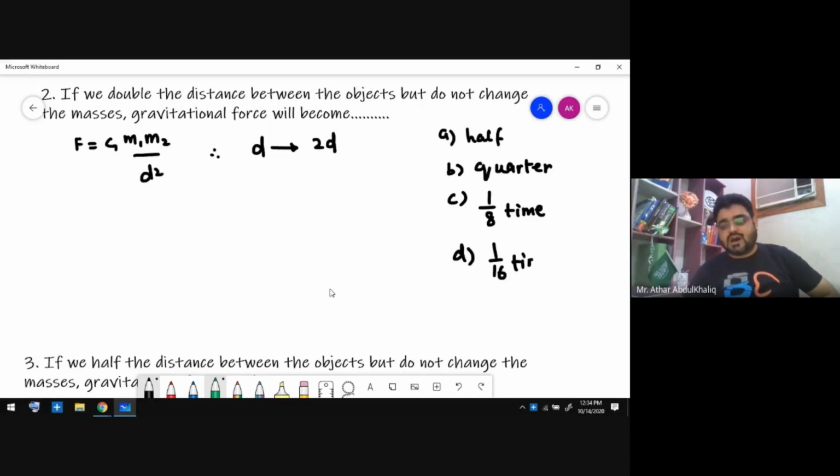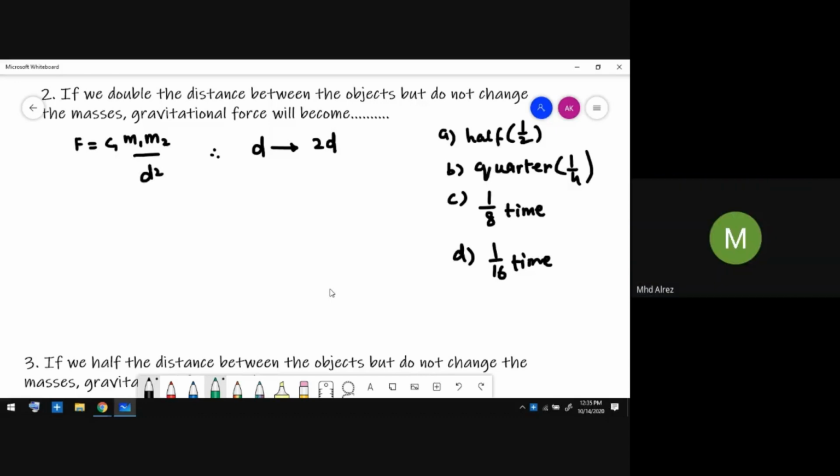Half means 1 over 2 times. Quarter means 1 over 4 times. So what will be your answer? If it's already half, and then we double the distance, which is 2, it will be 1 over 4, which is half. So is it A?